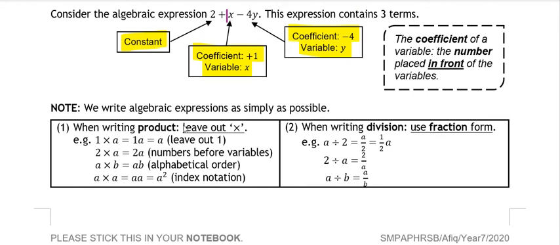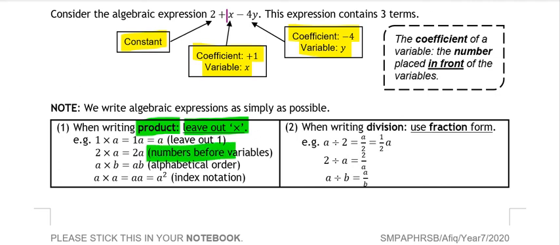All right, now when you write algebra expressions, we try to write them as simply as possible. The first one here is when you write a product, for example, 1 times a, 2 times a times b, and a times a. When you write a product, we can leave out the times sign. So for example, 1 times a is 1a. You have an a, so you leave out the 1. In front of a, it's already 1. Now the next one is 2 times a. It's actually 2a. You have to write the numbers before the variables.